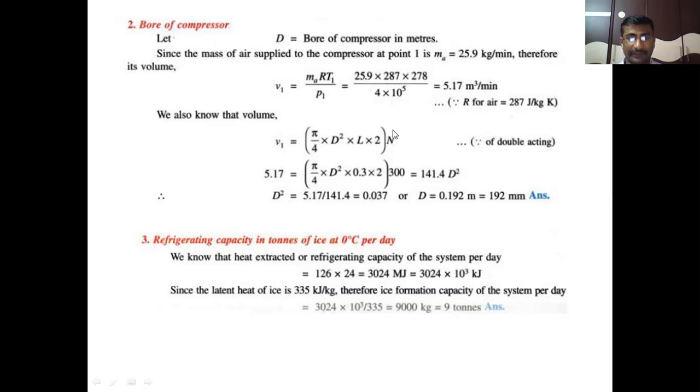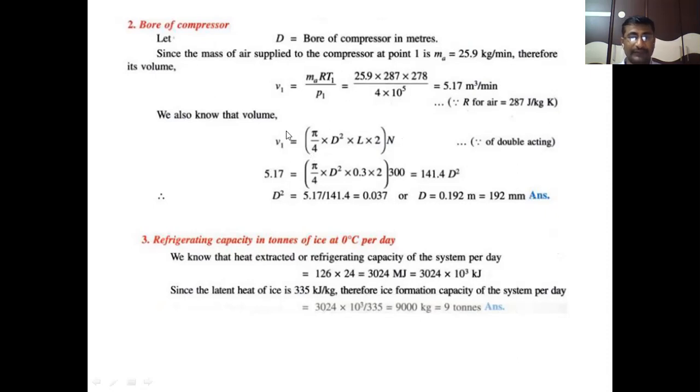N is the speed of the compressor, in revolutions per minute. Therefore, by multiplying by N, we will get the total swept volume of the compressor cylinder per minute. Then equate these two. 5.17 meter cube per minute equals pi by 4 D square into L, the stroke length, 0.3 is given, and 2 for double acting, and 300 RPM. Then from this, we will get 141.4 D square. From this, D square is equal to 0.037, or D equals 0.192 meters, or 192 mm. This is the bore of the compressor, or diameter of the compressor.